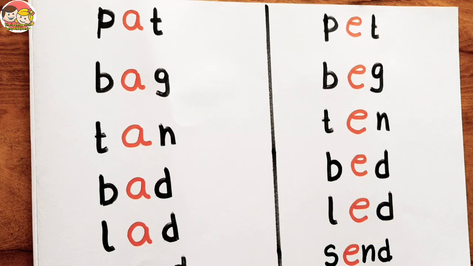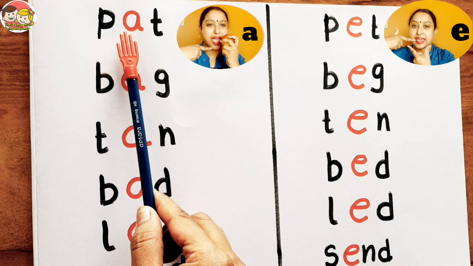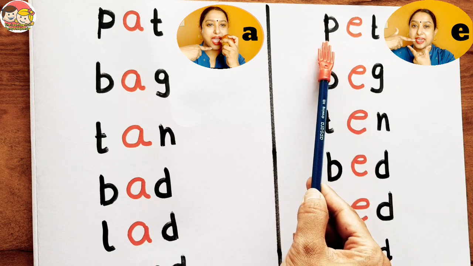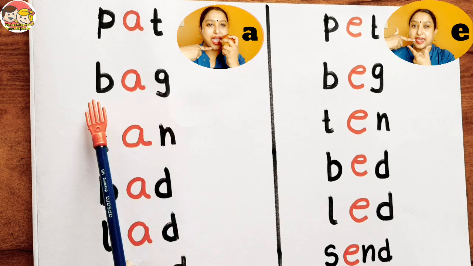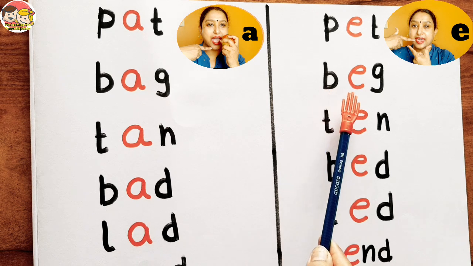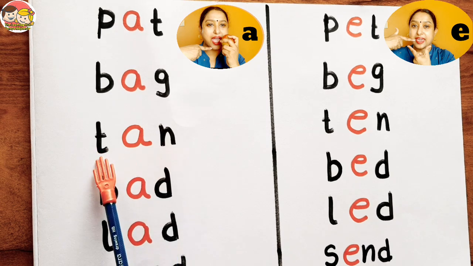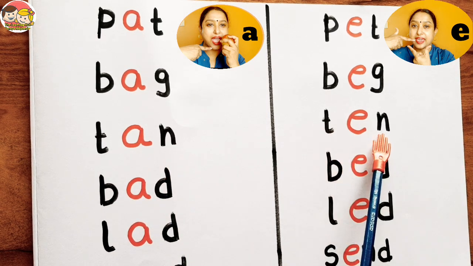Now I am going to make you understand the difference between A and E vowel sounds through some examples, such as pat, p a t, pat, pet, p e t, pet, bag, b a g, bag, big, tan, t a n, tan, ten, t e n, ten.